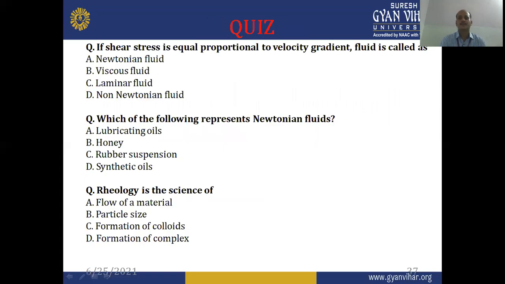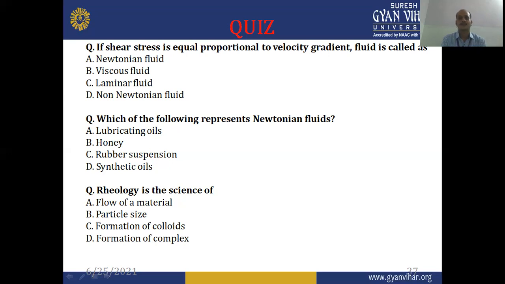Now, when we go through the quiz section, you can find some questions here. If shear stress is proportional to velocity gradient, the fluid is called as. You can go through the reading material and find out the answer to this question. The options are: Newtonian fluid, viscous fluid, laminar fluid, or non-Newtonian fluid. Next question is: which of the following represents Newtonian fluids? A is lubricating oils, B is honey, C is rubber suspension, or D is synthetic oils.